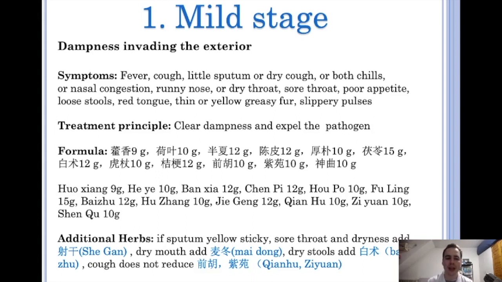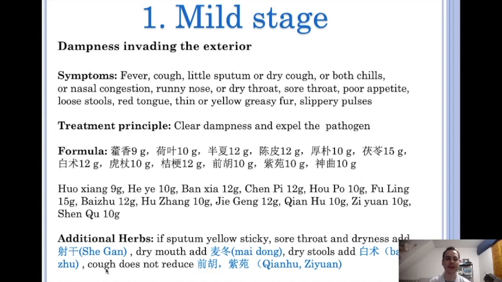For some additional herbs, we can see here, if the patient has sputum that is yellow and sticky, and also with a sore throat or dryness, we are going to add this herb, 蛇干. Then if the patient has a dry mouth, that means there is yin deficiency, we are going to add maidong. Dry stools, we are going to add baichu, okay.